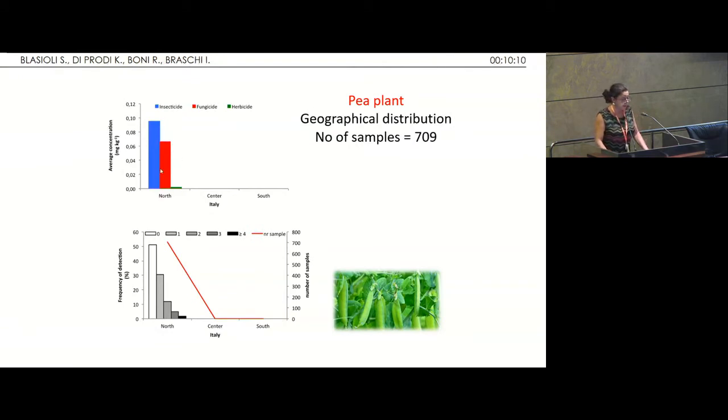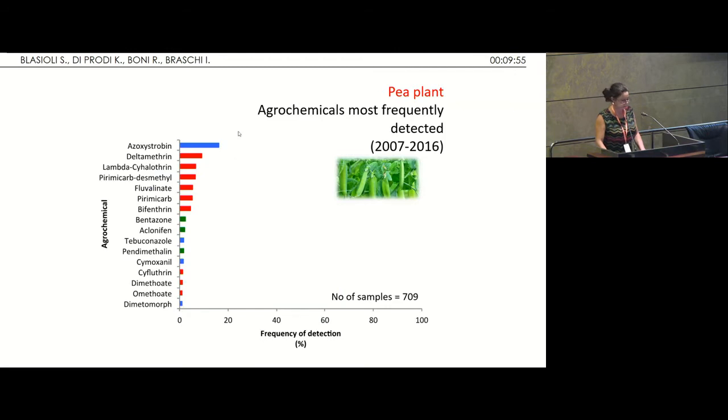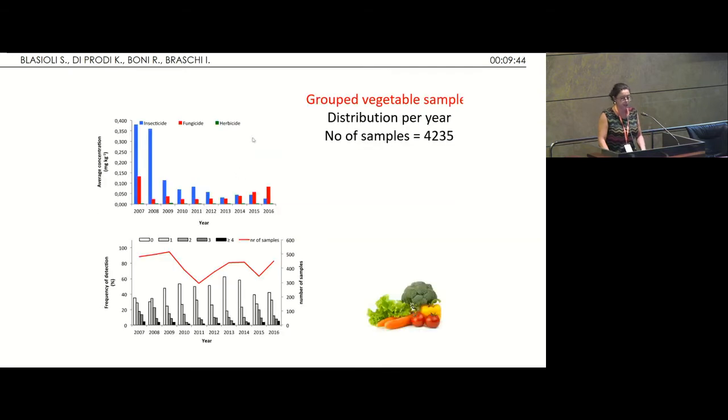These samples come from the north of Italy, and this is the average concentration of the grouped data for insecticide and fungicide, and here the frequency of detection of the number of active ingredients. We have also the frequency of detection for the active ingredients for the grouped data.